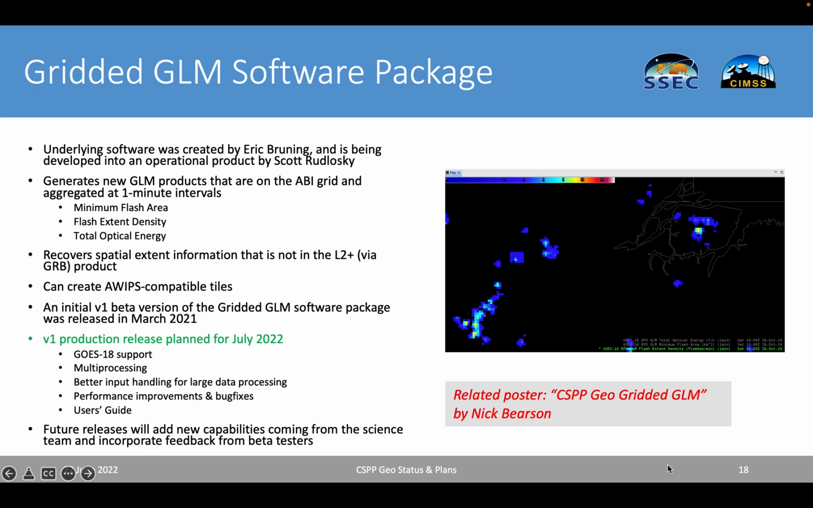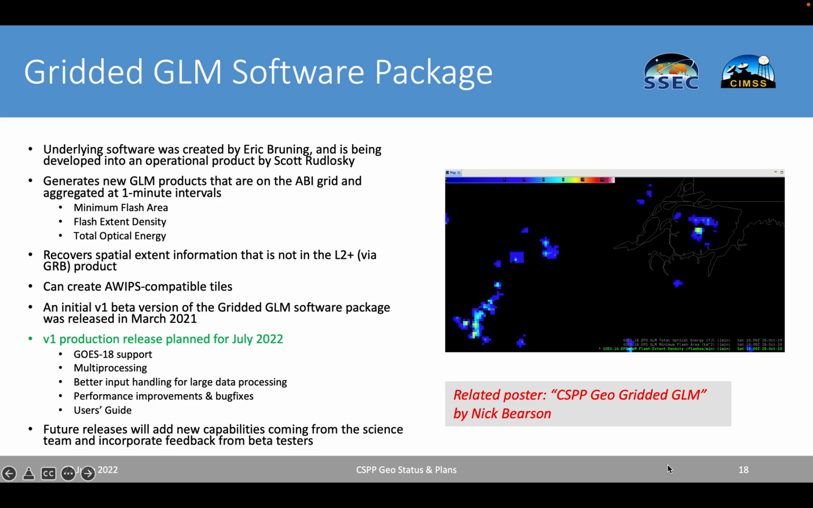Moving on to the gridded GLM software package. It's based on underlying software that was developed by Eric Bruning at Texas Tech and is being operationalized by Scott Rudlowski. It generates a new set of GLM products that are on the ABI grid, and they're aggregated at 1-minute intervals. Those are minimum flash area, flash extent density, and total optical energy. The National Weather Service has been working with these for a while now. It recovers spatial extent information that's not available in the level 2 data that's distributed over GRB. And it has the ability to create AWIPS compatible tiles. There's an example of the data loaded in AWIPS on the right.